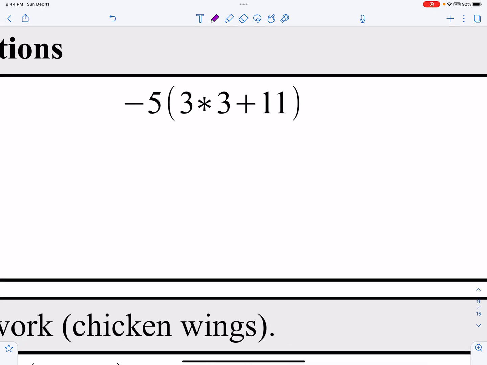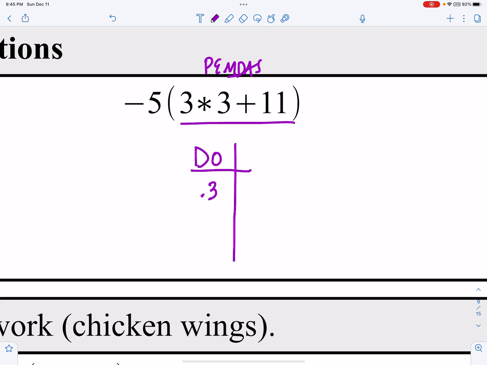Okay, so I see the punctuation here. So my thing I would do first, within the punctuation, if we're thinking PEMDAS, is the multiplication. So the times 3 first, and then the add 11. Okay, and then after that, I would do the times -5. So if we were to undo that, we could go backwards through that process.